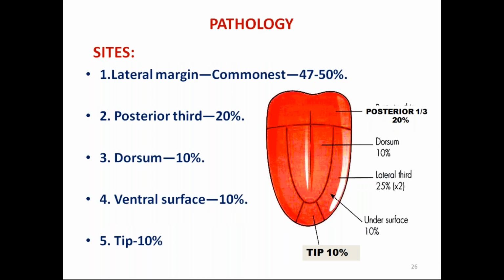So what is the pathology? The most common site is the lateral margin, which is commonest, including 47 to 50%. The posterior third includes 20%, 10% in the dorsum, 10% in the ventral surface, and 10% in the tip of the tongue.